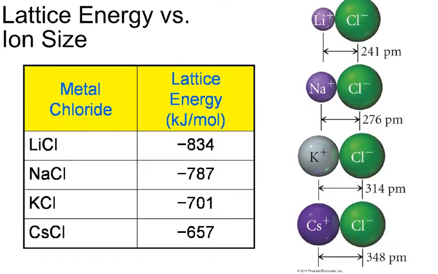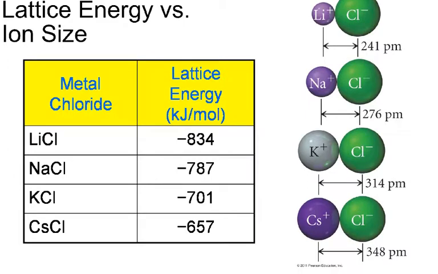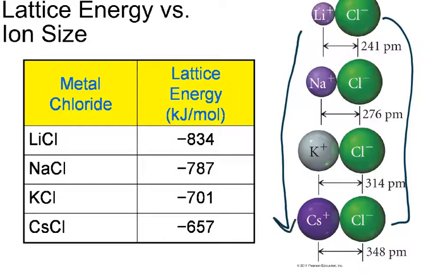So here's an example, lattice energy versus ion size. Our anion is chlorine the whole time, chloride. And we can see that our lattice energy decreases as our atomic radius increases down the periodic table. We get less energy out.